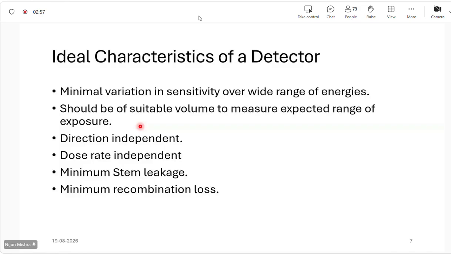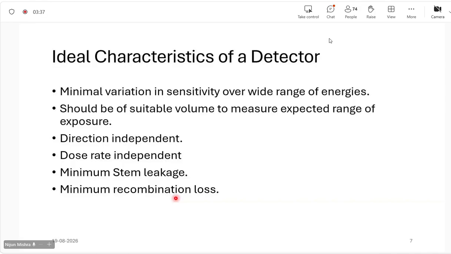Then it should be direction independent, dose rate independent, and have minimum stem leakage. Stem leakage means the leakage radiation other than the sensitive volume. It should also have minimum recombination loss. Recombination loss means when radiation falls on a detector medium and ionization occurs, just after ionization, if the electrons and positively charged ions get recombined, then we will have a loss in our output due to recombination. So the detector should have minimum recombination loss.